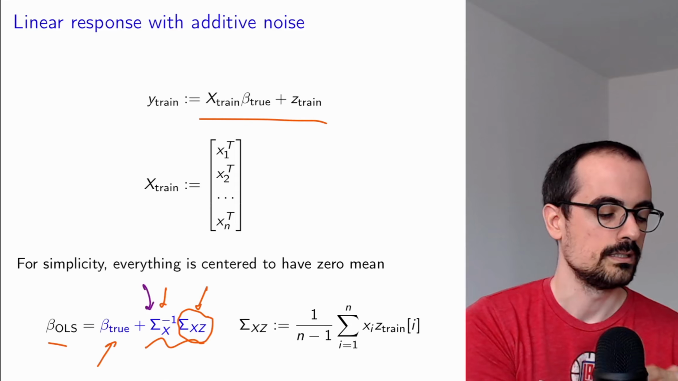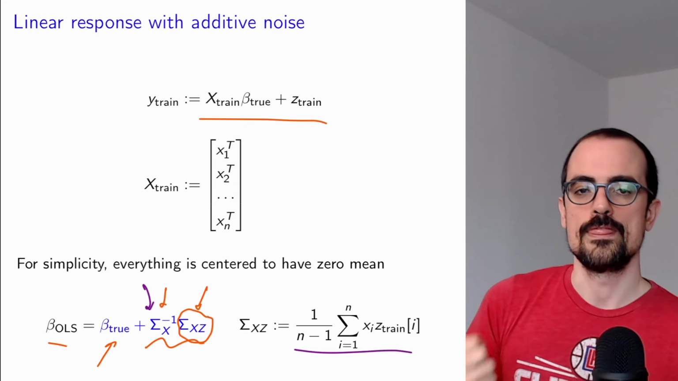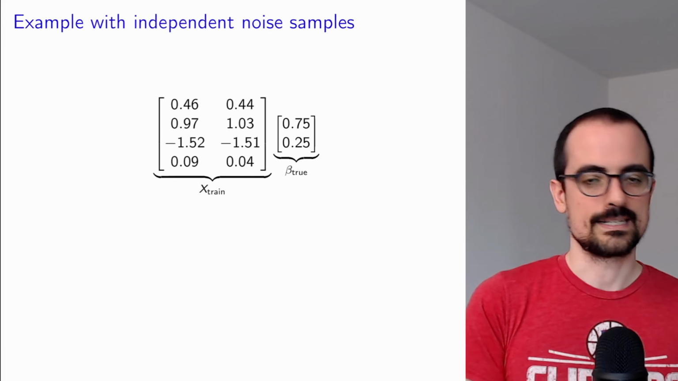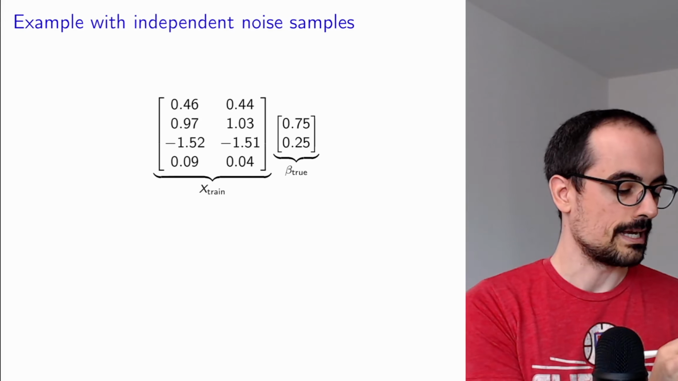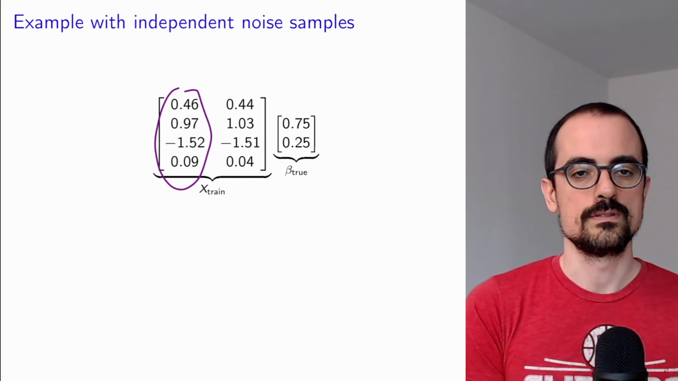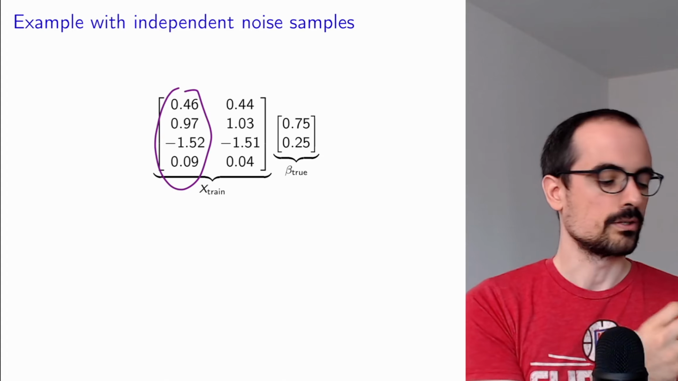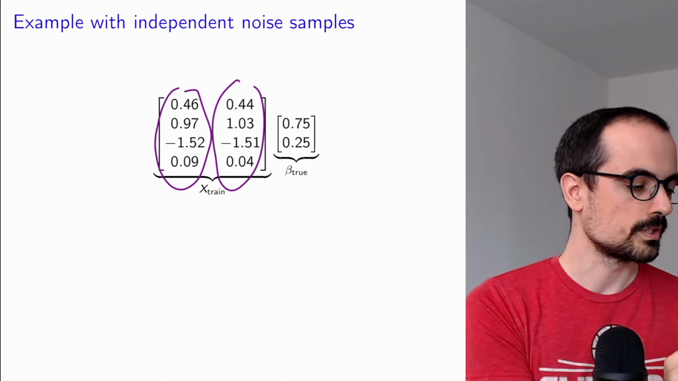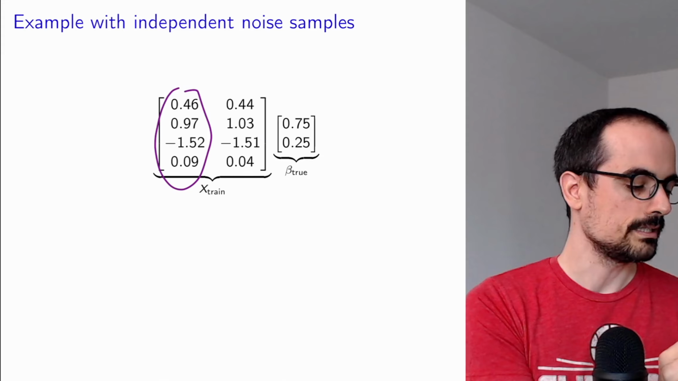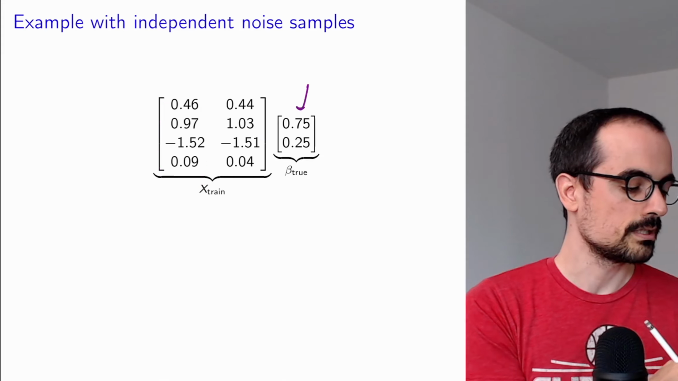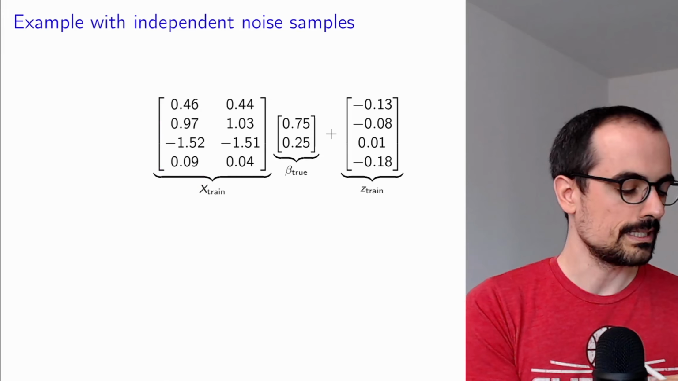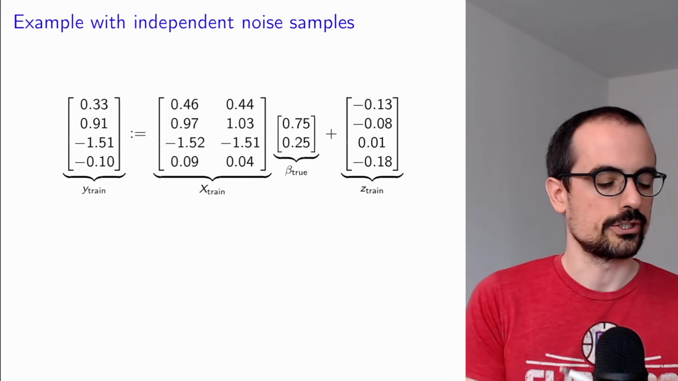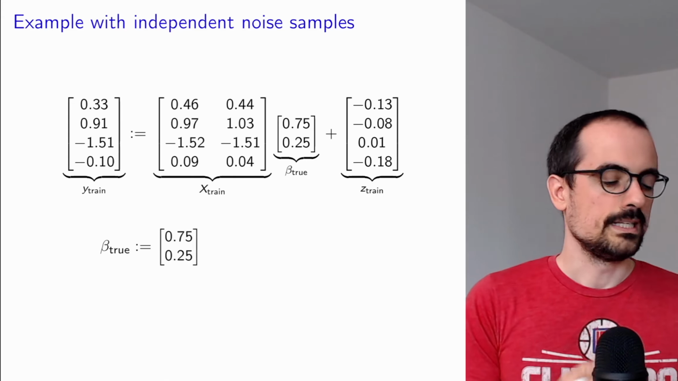This is what the cross covariance between the noise and the features looks like. In this example, we do have collinearity. Realize that the first entry of the 4 examples of the features that we have here is very similar to the second entry, so hence we're going to have collinearity. These are the values of the true coefficients. We add this noise to our data, and that gives us our response. So here we have just 4 data points, 2 features. These are the true coefficients.